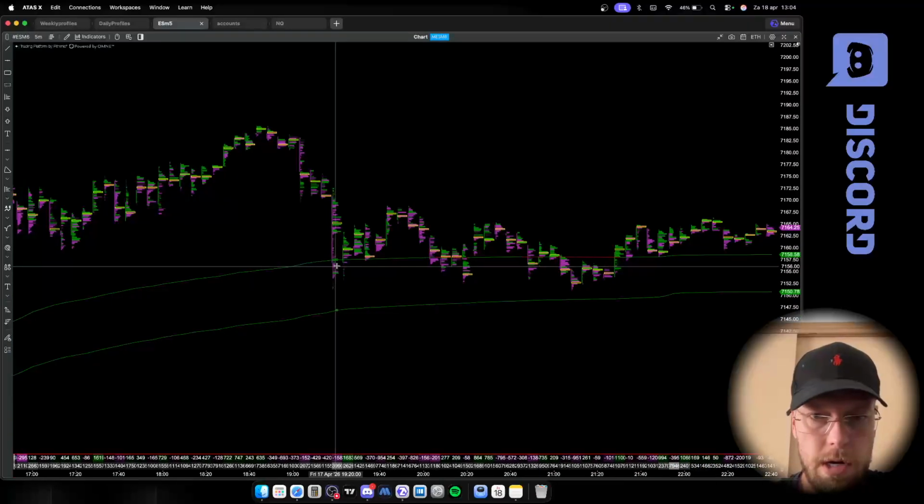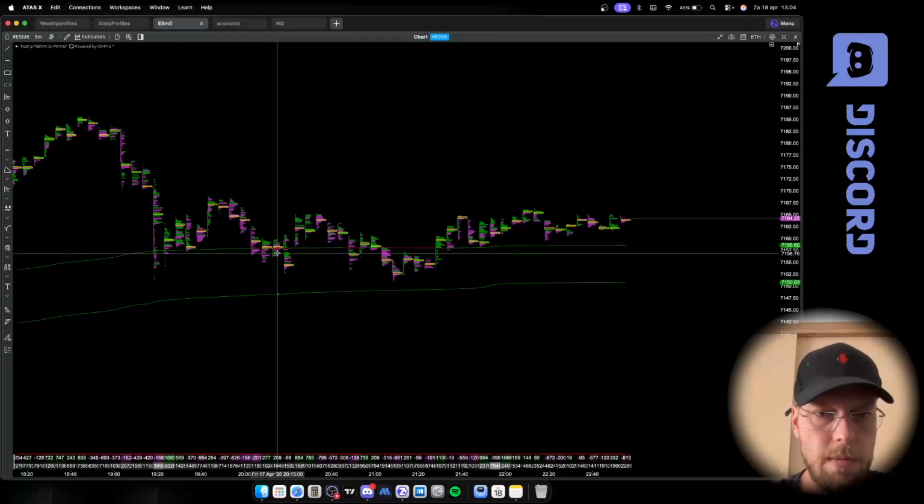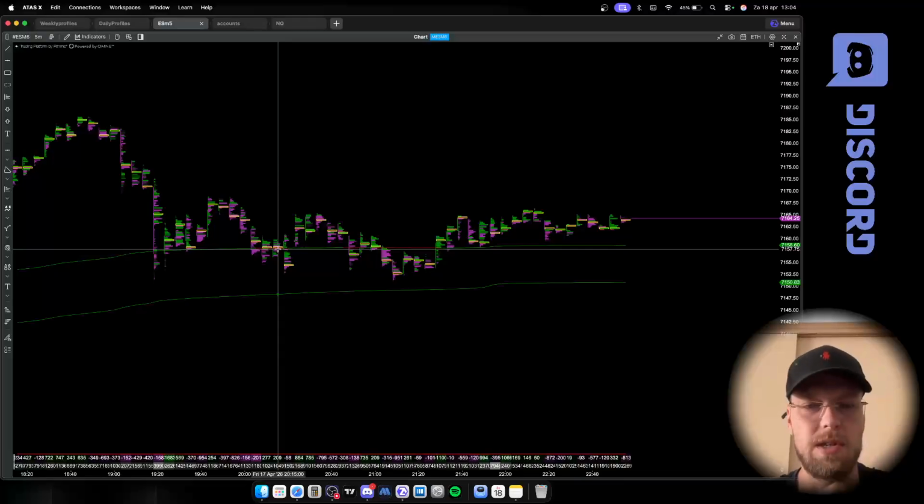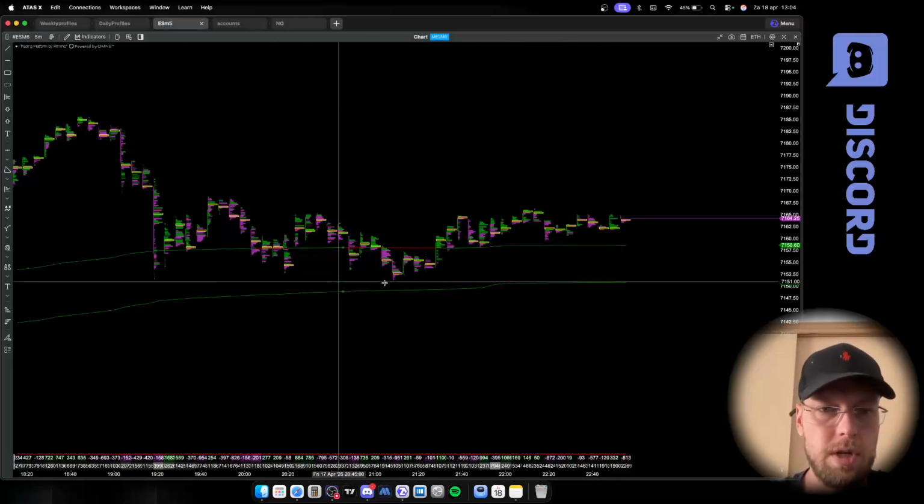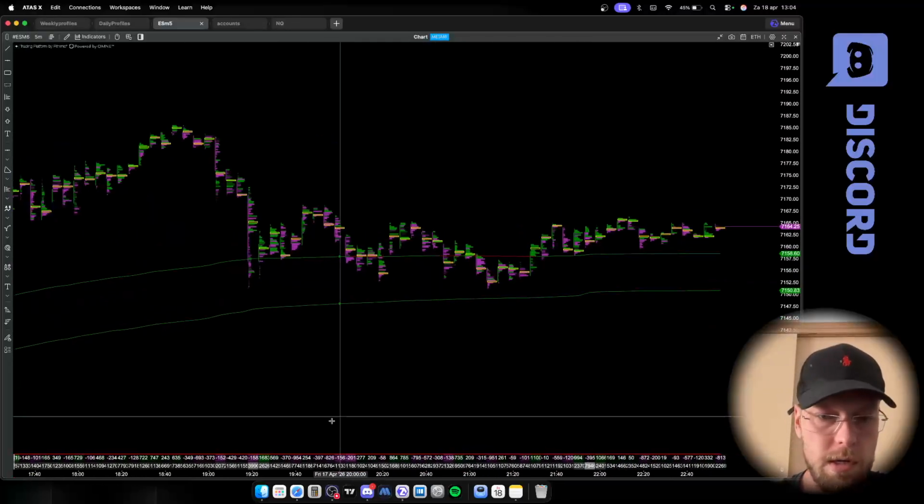So RTH VWAP bounce, and maybe a loss here. This is also way too late. This is all crap. This is bullshit. This is end of the week. Trading is done.